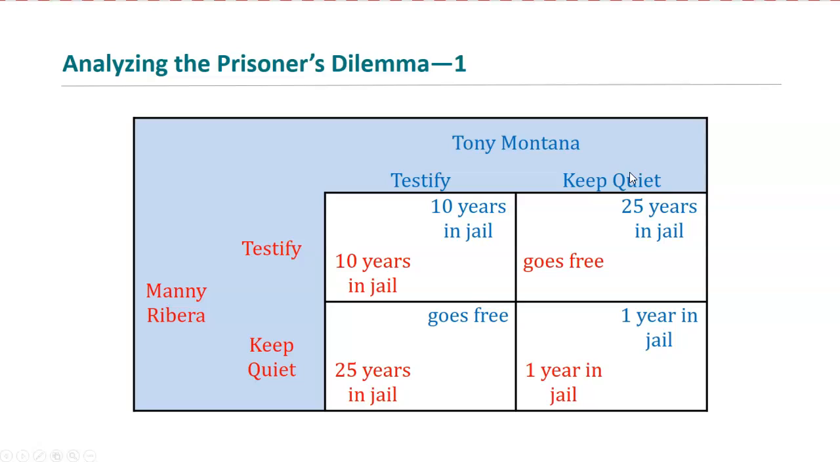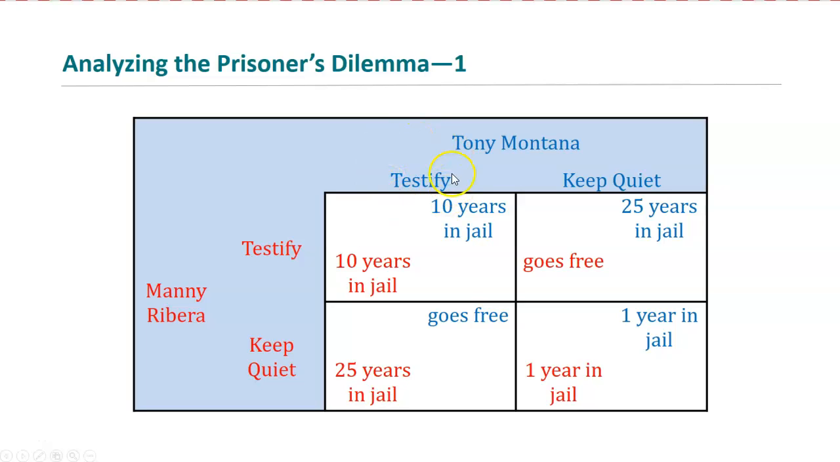I don't know what Tony's gonna do. But when I'm thinking about what I should do, I can ask myself, what if Tony testifies? Right? So if Tony chooses to testify, remember, I don't know what Tony's going to do, but if he chooses to testify, then what's my best bet?